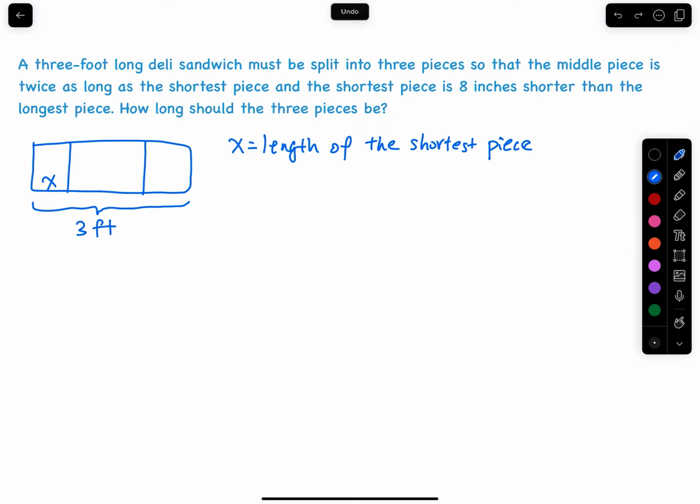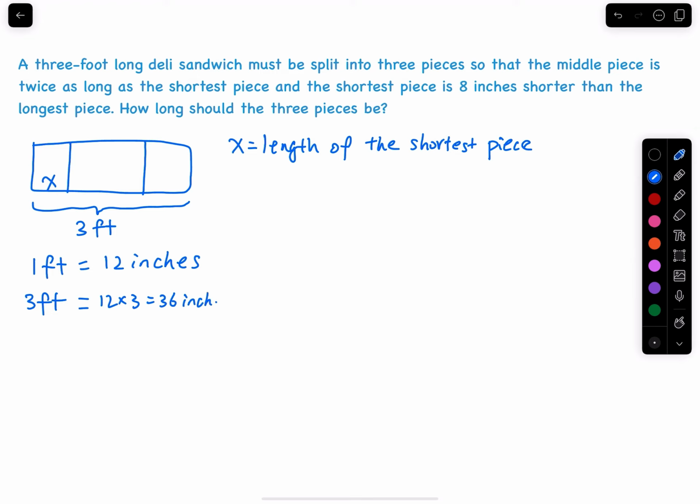And then one other thing that I noticed is they said this is 3-foot long, but each piece is measured in inches. All right, just be careful. Do you see that? Inches. And then 3-foot long. The units are different, so we have to do a unit conversion. 1 foot is equal to 12 inches. And then how about 3 feet? You take 12 times 3, which is equal to 36 inches.